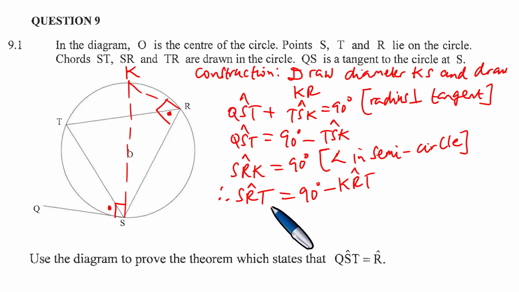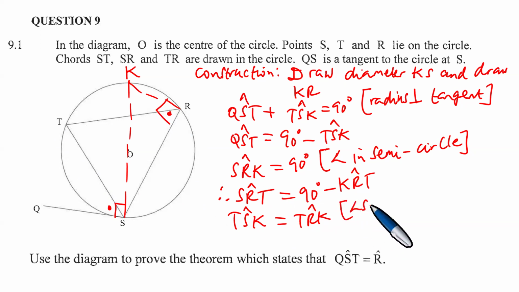So at this point now you have this. And what is this here? We notice that the angle TSK is equal to the angle TRK. The angle TSK is equal to the angle TRK. And these are angles in the same segment.